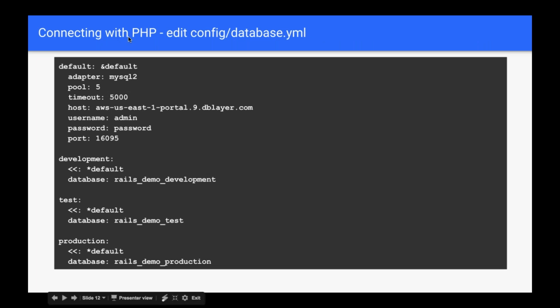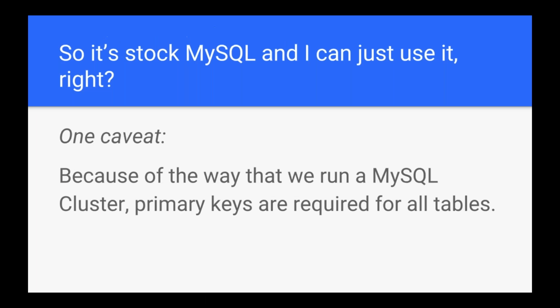Similar with Rails. With Ruby on Rails, you would edit your config database. You'd put your host in there, your username, your password, your port, and then give it a database. These are just some examples to point you in the right direction. But if you're active in those communities, then you'll know precisely how to use MySQL, because really it's just native.